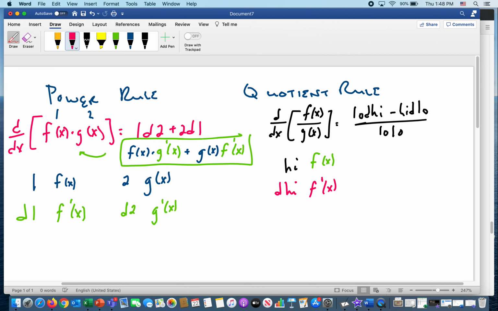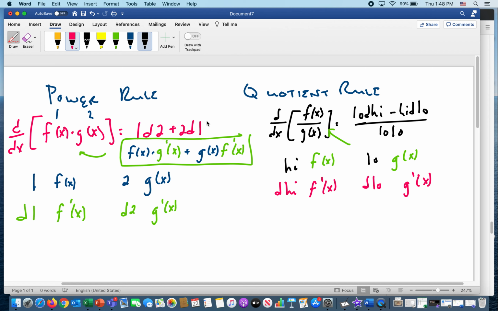Again, that's just some corny way of me writing the rule so that it's easy to remember. The low is going to be g of x, if you're looking at the original problem, and the d low is going to be g prime of x. D low, g prime of x.